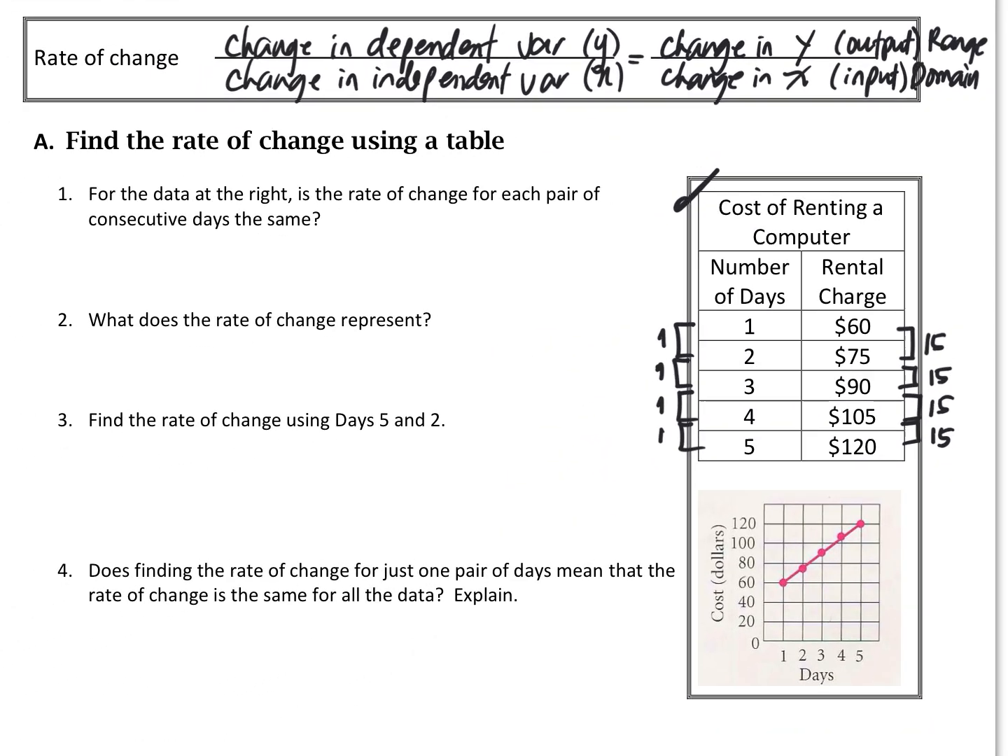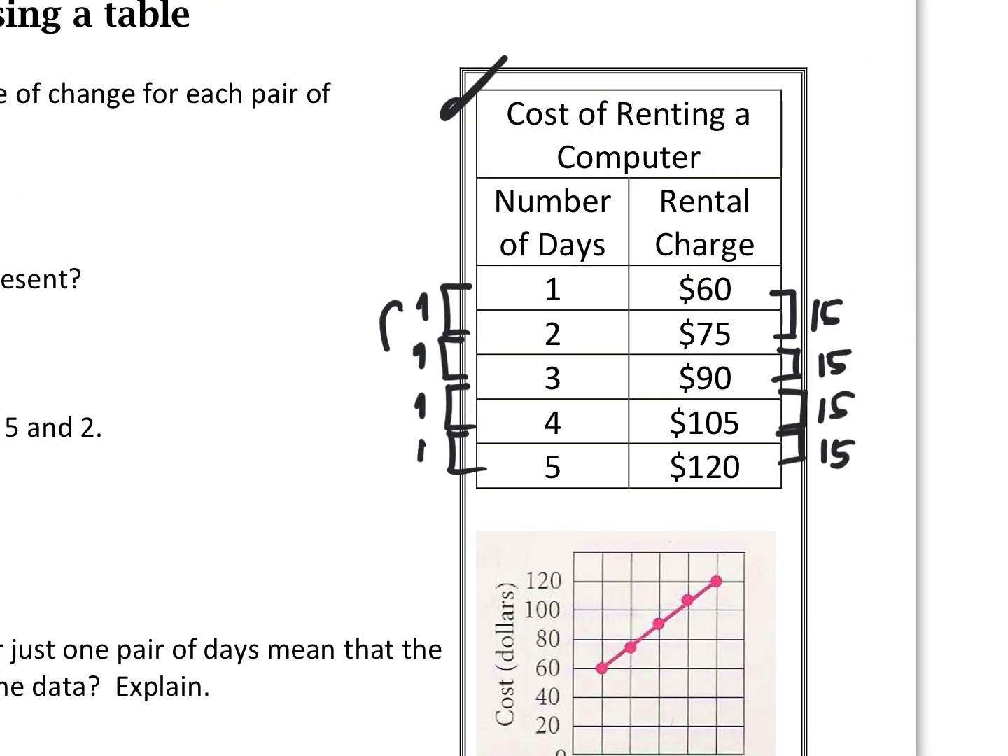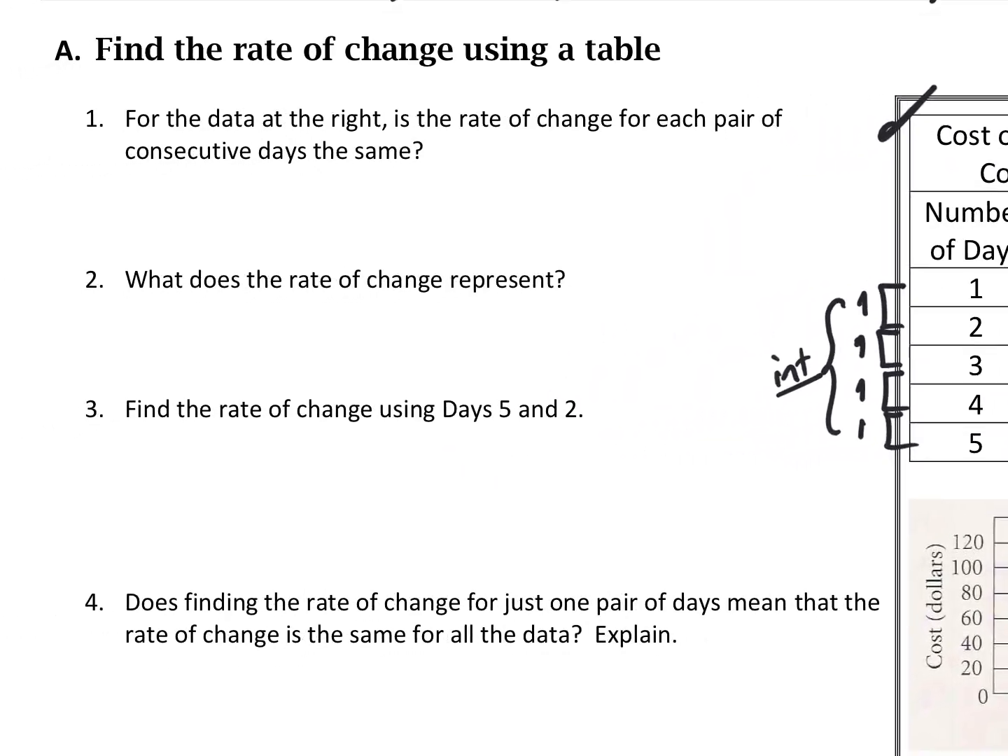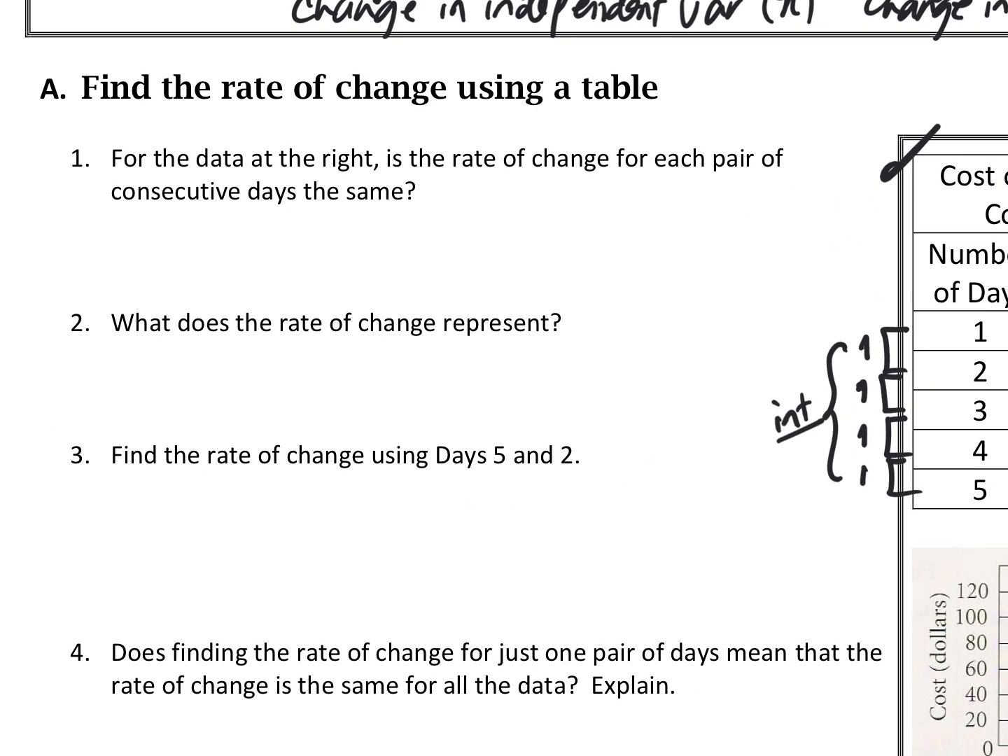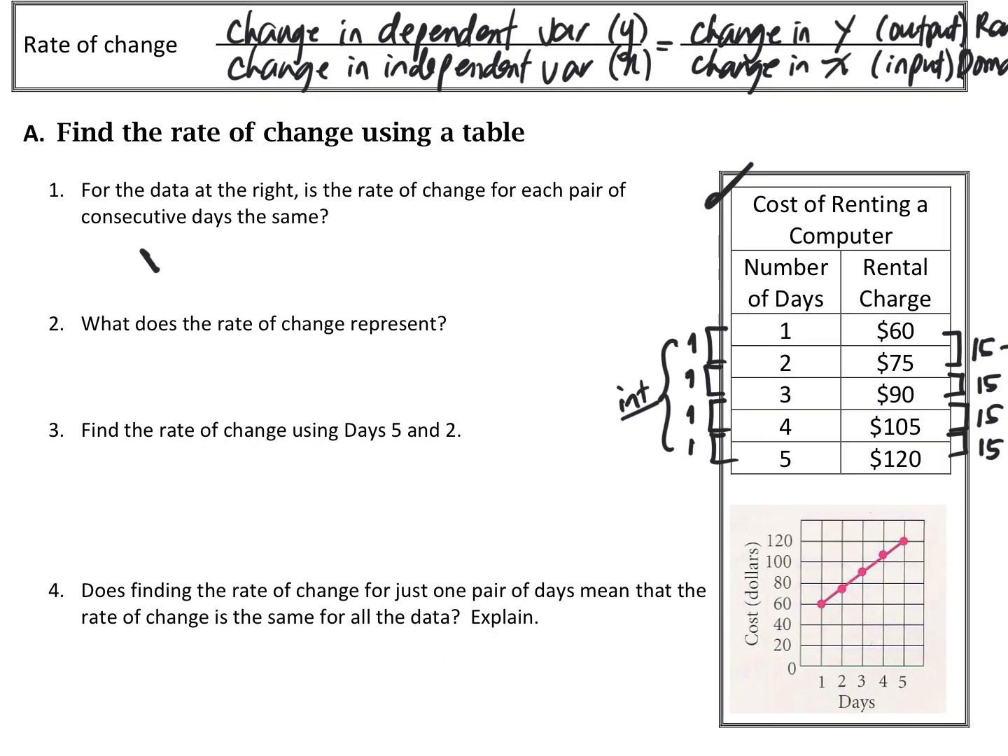Okay, so let's answer number 1. As we have scrutinized the table earlier, we can see that it has the same equal interval. This is called the interval. In here the prices are also the same and the interval is also the same, or we call it constant. So for number 1, for the data at the right, is the rate of change for each pair of consecutive days the same? Well, we can see that the consecutive interval is the same, which is 1. So the answer is yes, they are the same.